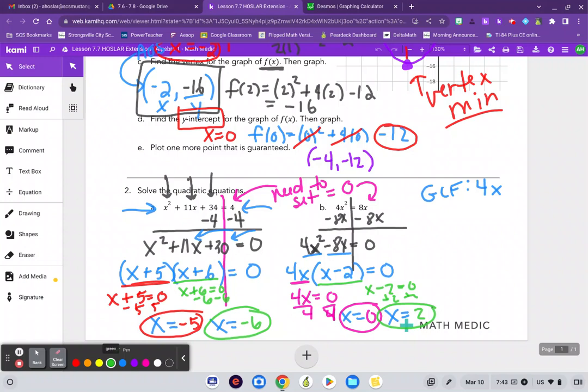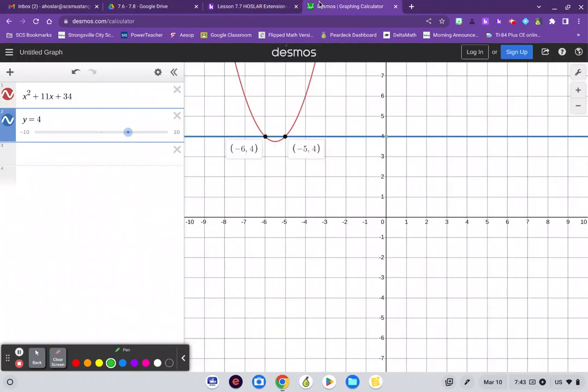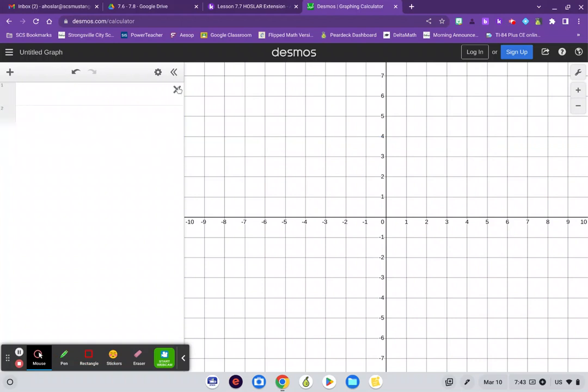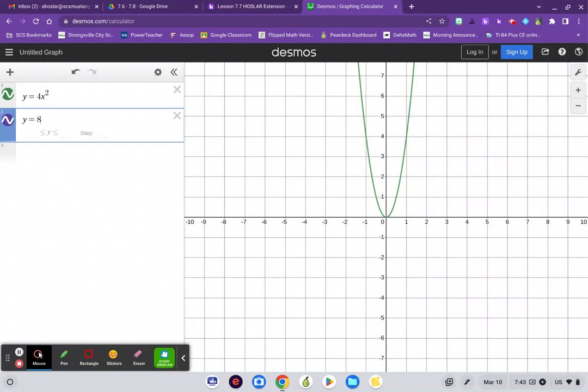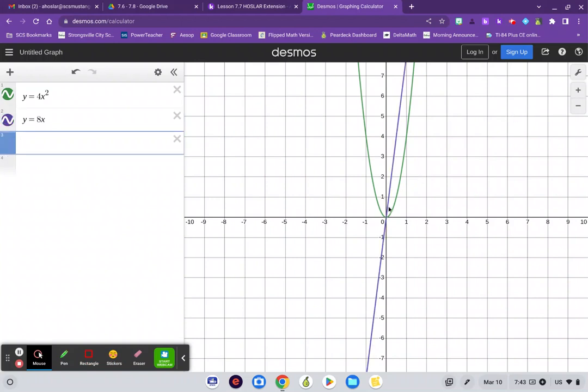Okay, and again, I want to do my little Desmos trick. I want to go ahead and graph the left side and the right side, and I want to see the x's where they intersect each other. So I'm going to close these ones out. All right, so I'm going to type in y equals 4x squared and y equals 8x. And let's see where they intersect each other. So it looks like I have an intersection at 0, 0.